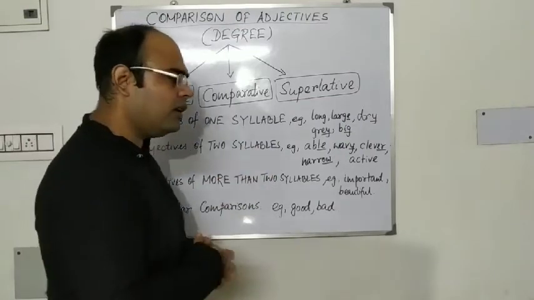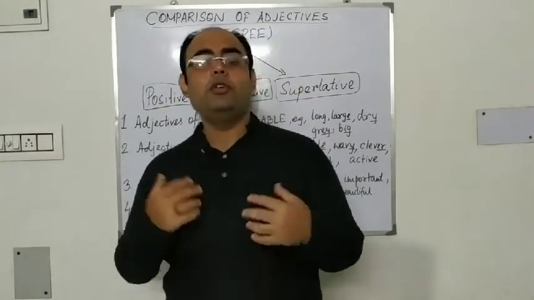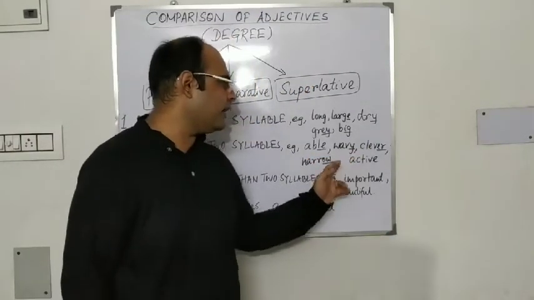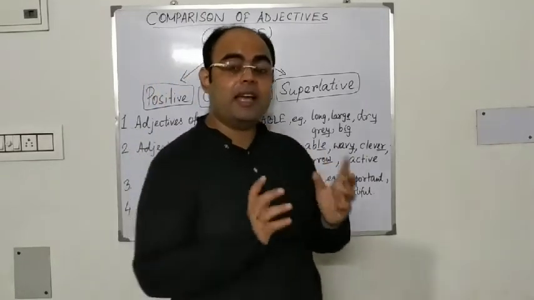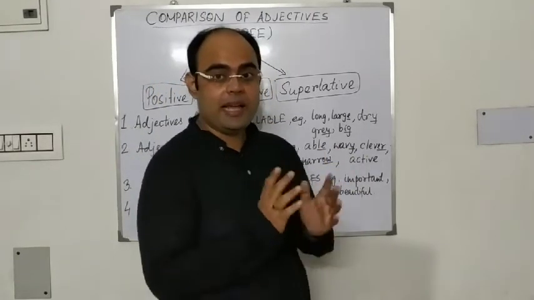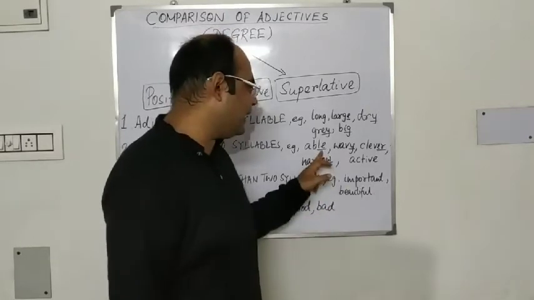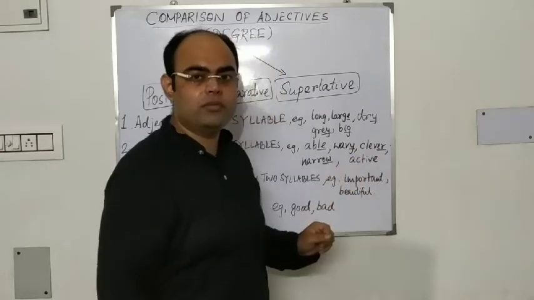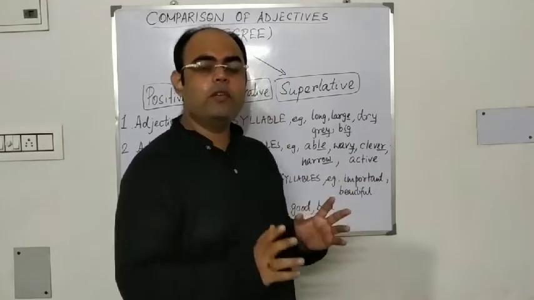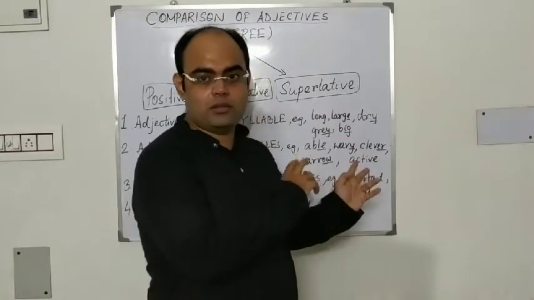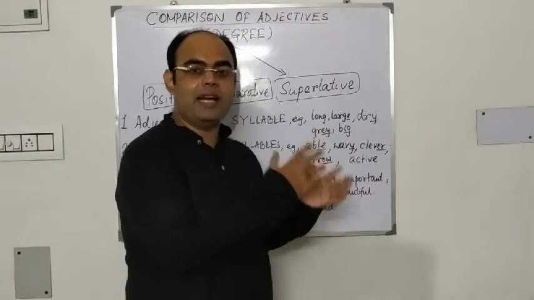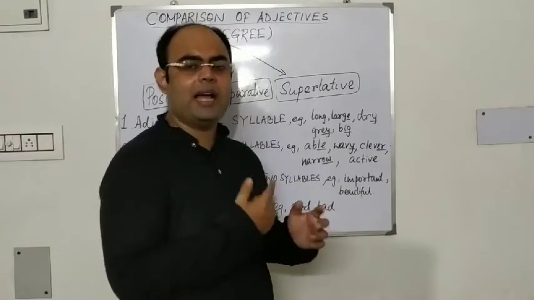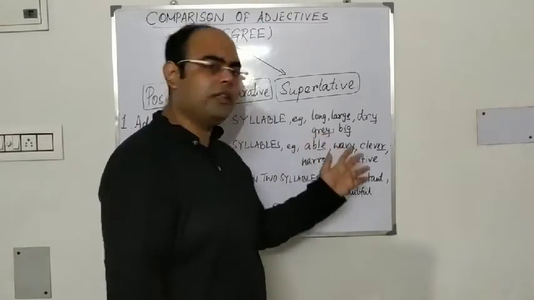Now, if the adjective is of two syllables, see, I have given some examples: able, wavy, clever, narrow, active. If the adjective is of two syllables and it ends with either le or y or er or ow, in these four cases, we will follow the previous rule. Rule number one, by adding ER and EST, or if there is a Y at the end, removing the Y and putting I, then ER and EST, and the other rules.